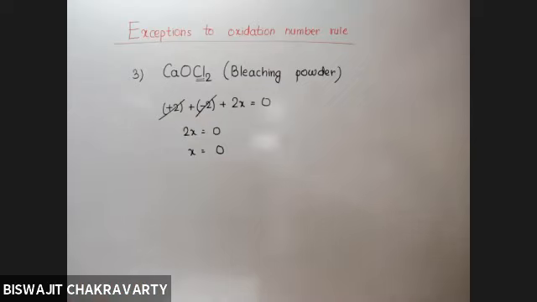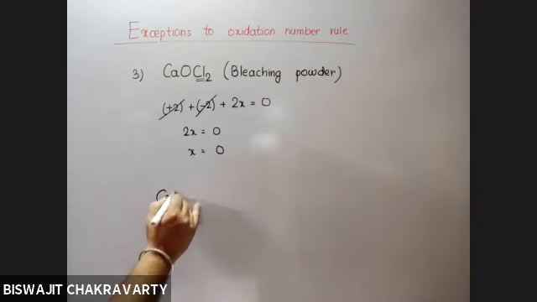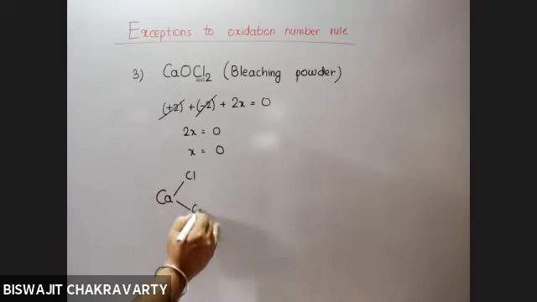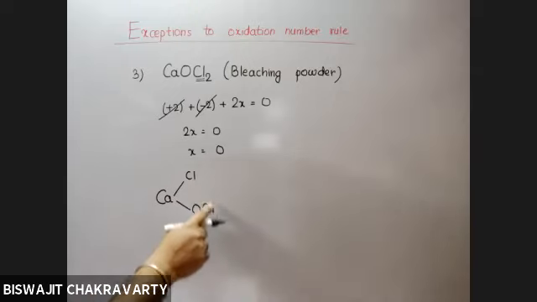Why? Because if you look at the structure of bleaching powder, it is this. And as it is clear, both the chlorine atoms are not in the same environment. And accordingly, the oxidation numbers of both the chlorine atoms should be different. And how to calculate the oxidation number of both the chlorine atoms separately? Let us see.